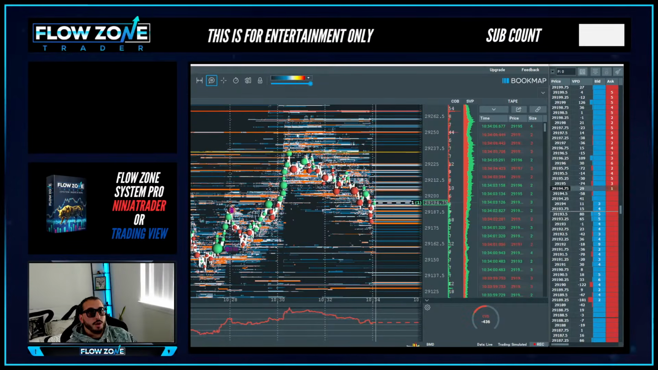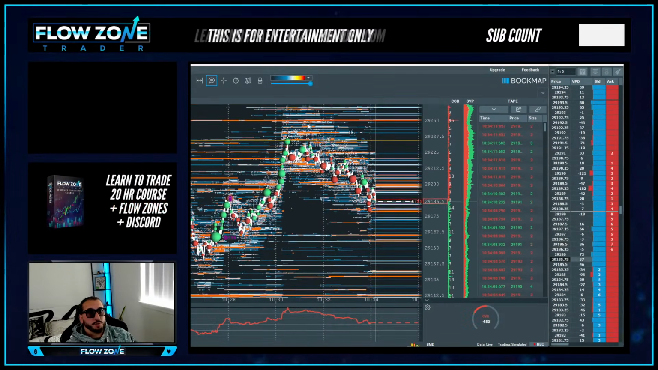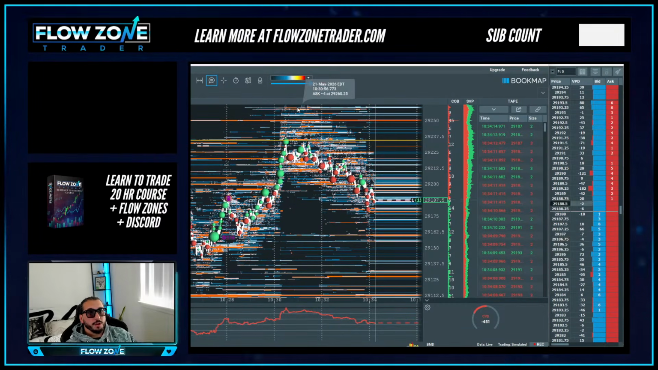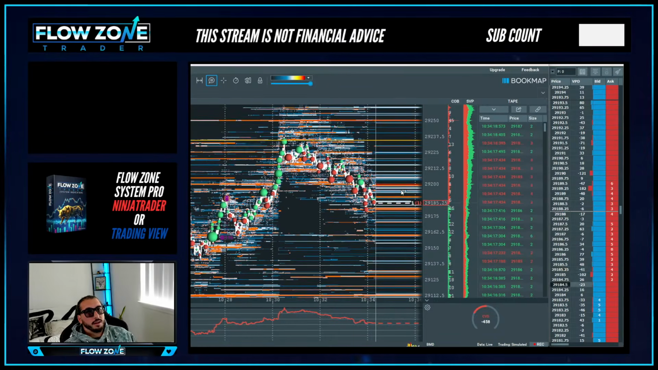Now these sellers were up here. See all this orange? They moved and chased price lower, which is what you want to see. If we're being defensive, if you're a seller up here and we're looking for price to trade lower, we want these sellers to protect here.